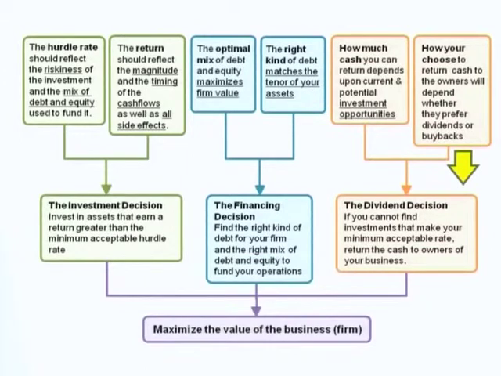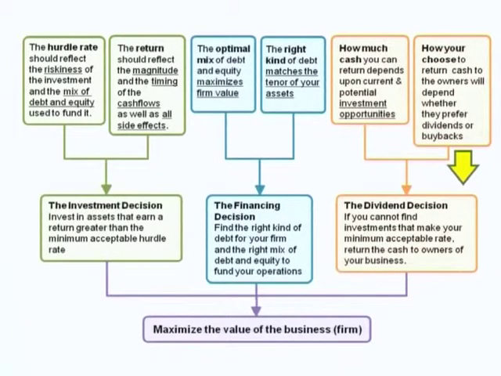So here is your job, right? As a CFO, you need to maximize the value of the business or the firm. One of them, you look at the yellow arrow, is to make the decision regardless of dividend, or the dividend decision. So if you cannot find the investment that makes your minimum acceptable rate, or WACC, please return the cash to the owners of your business, or investors.